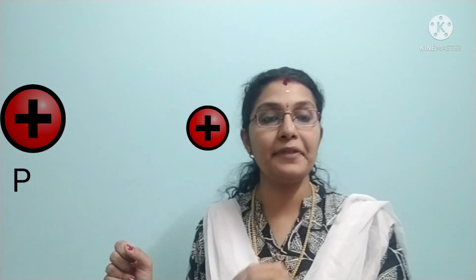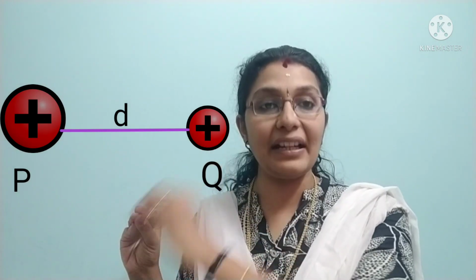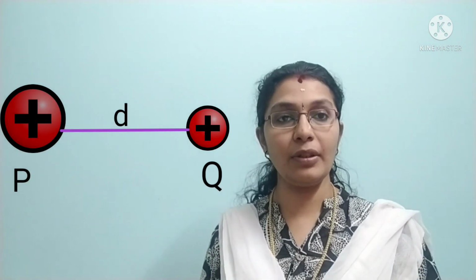Just consider 5 coulomb of charge placed at a point P, and we have 1 coulomb of charge placed at a point Q. They are at a distance D. Now this 5 coulomb of charge exerts a force of attraction or repulsion around its space on this 1 coulomb of charge. That is nothing but electric field. Is it clear? Or in other terms, you can say the presence of electric field around this 5 coulomb of charge cannot be detected unless another charge is brought near it.